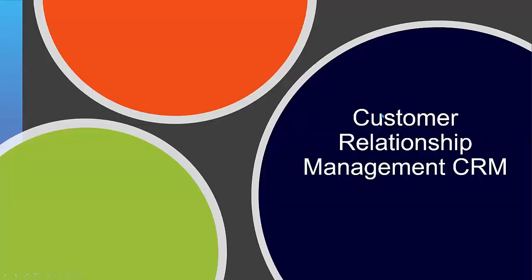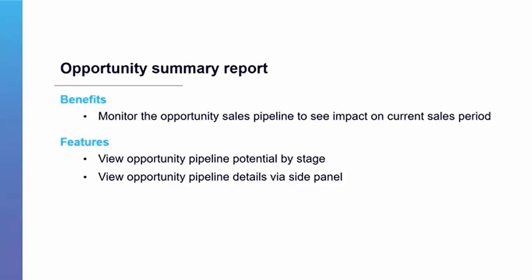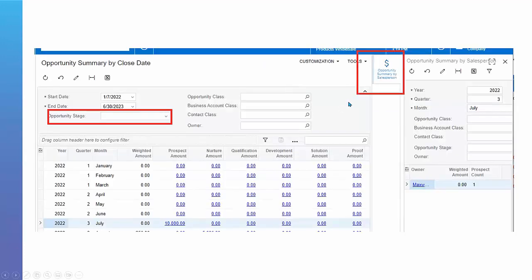CRM, let's talk about some enhancements here. Reporting, first and foremost. Now the opportunity summary report will now be able to show you impact on current sales, and there's a new side panel that has also been added. So the report or the inquiry will now run by opportunity stage, and on the right-hand side you'll be able to see by month, by salesperson, what those volumes are. So a new addition there for the opportunity summary.